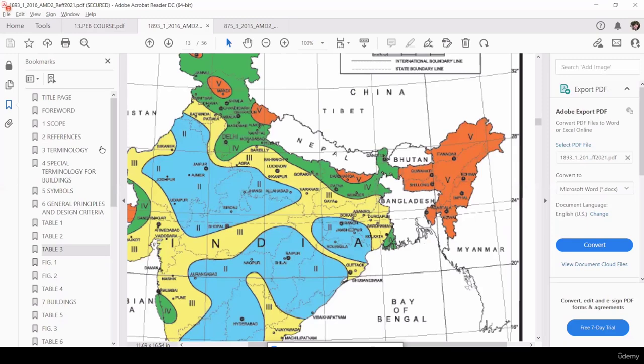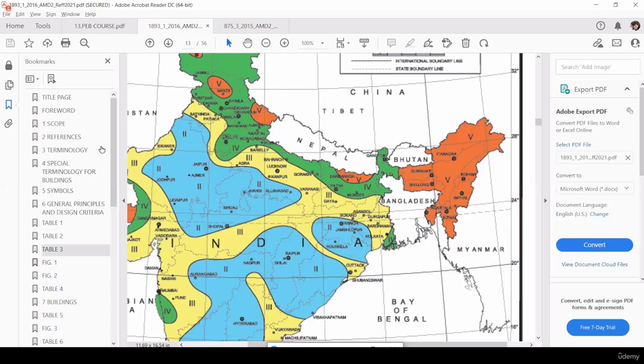Suppose I am designing the structure at Bangalore. Here you are seeing Bangalore, right? It is a blue shaded area. In the legend, you can find the blue shaded area represents zone 2 only. So Bangalore seismic zone is zone 2. In Table 3, for zone 2, the zone factor is 0.1. So let us take that as 0.1 here.